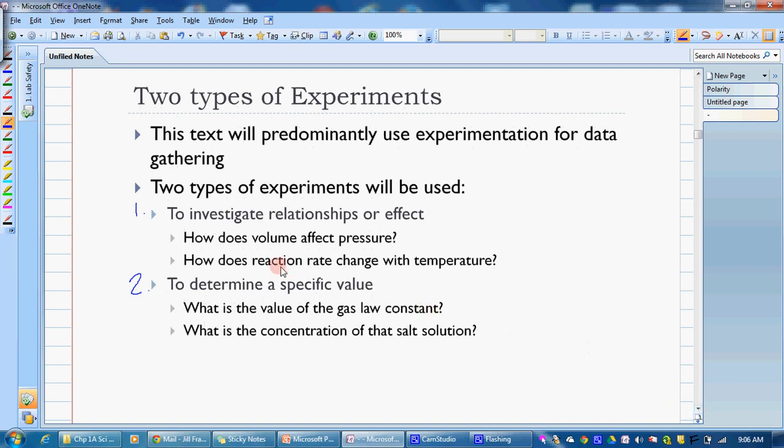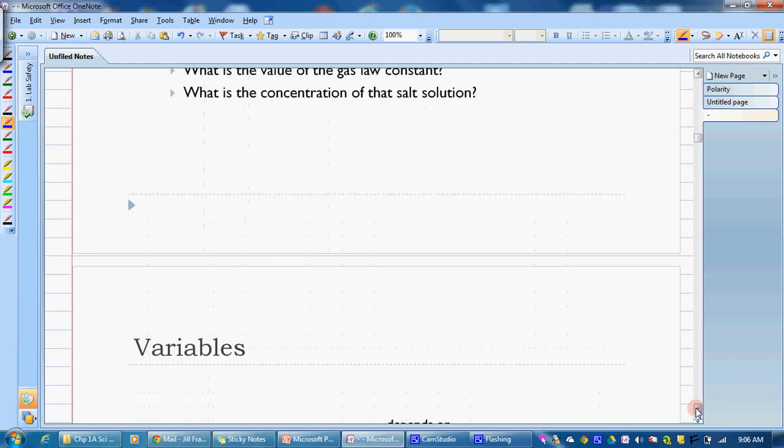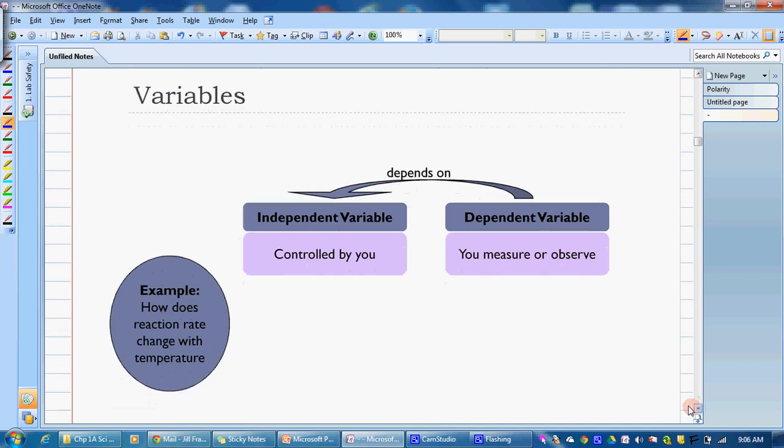There are 2 main types of experiments that we're going to be doing: investigating relationships or effects. So how does one thing affect the other? For example, volume affecting pressure, or reaction rate changing with changing temperature. We'll do some of those in class. We'll also do some where you're only going to determine a specific value and you're just going to figure out a number. Okay, so we deal with those 2 different types of experiments very differently.